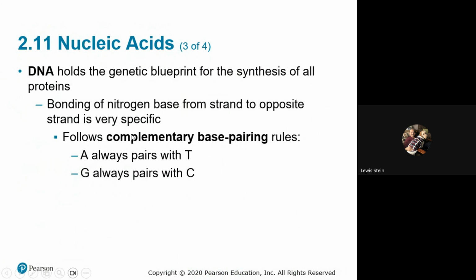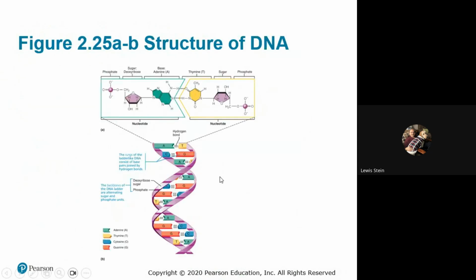And she was the one who came up with the idea that we call complementary base pairing. A always pairs with T, G always pairs with C. Simple. And this is the structure. So that's what it was, even though it isn't as easily demonstrated in this graphic. Again, G's and C's, A's and T's.